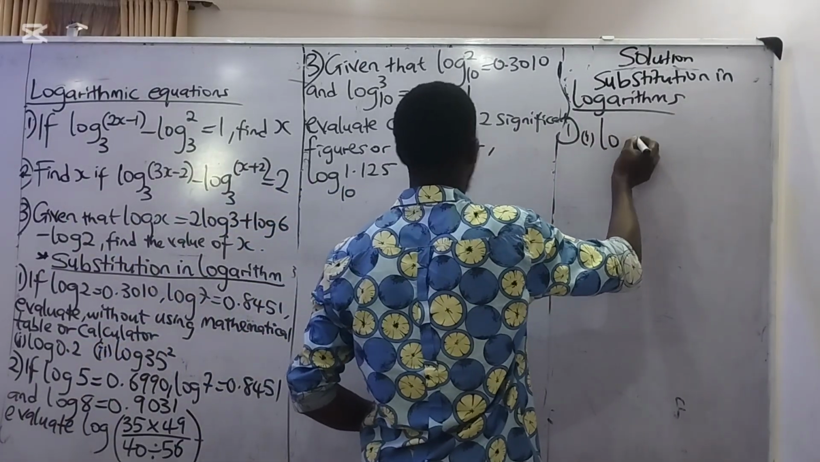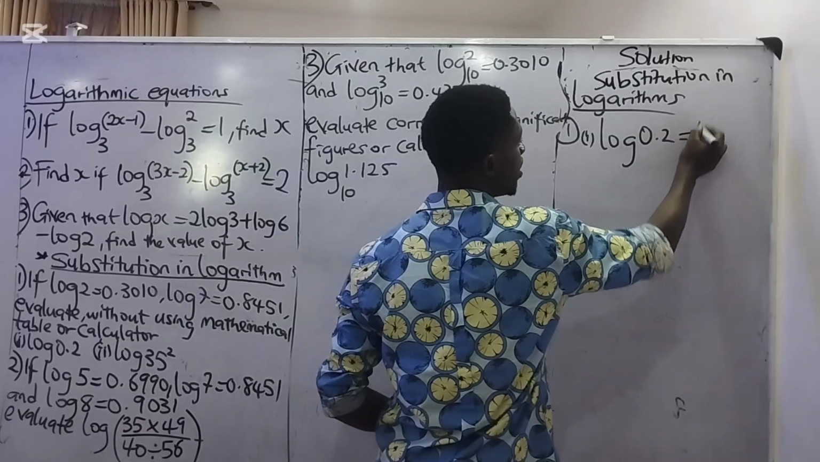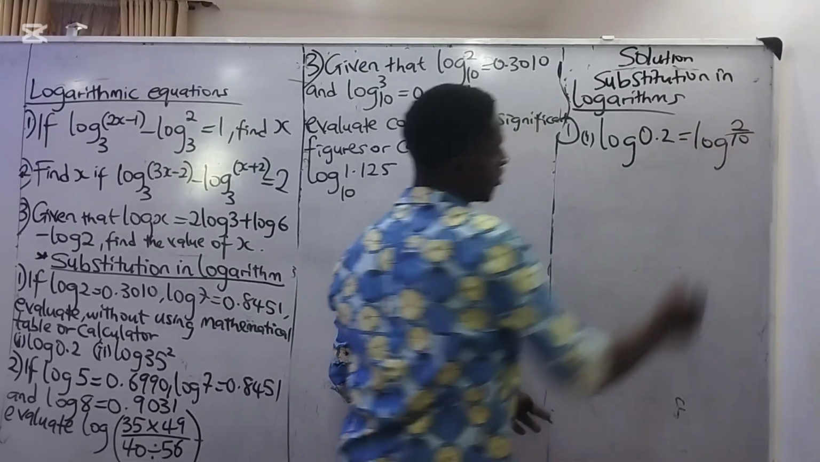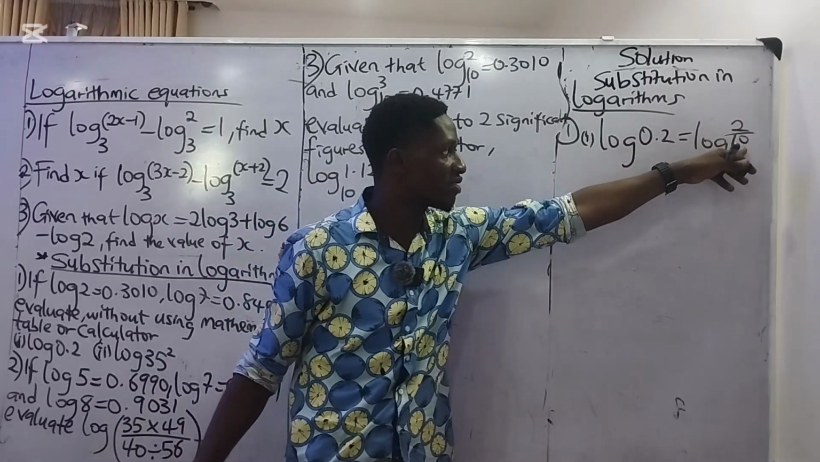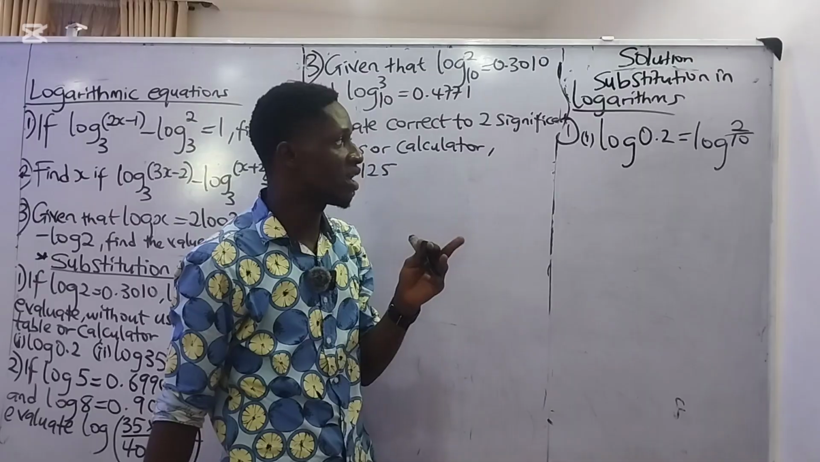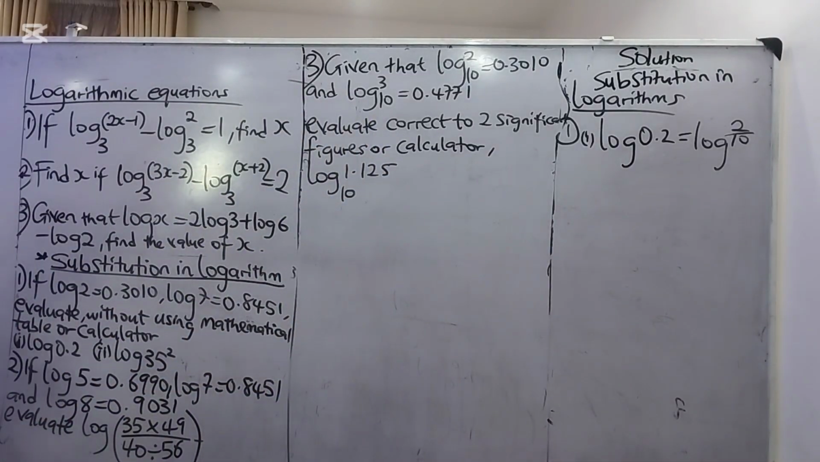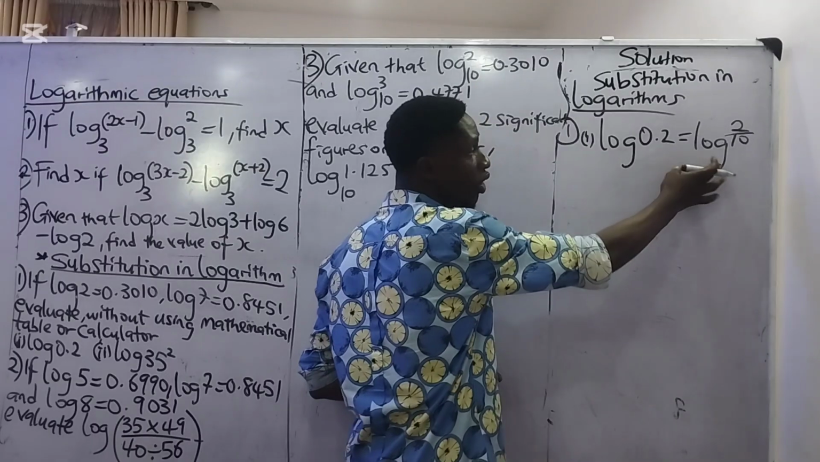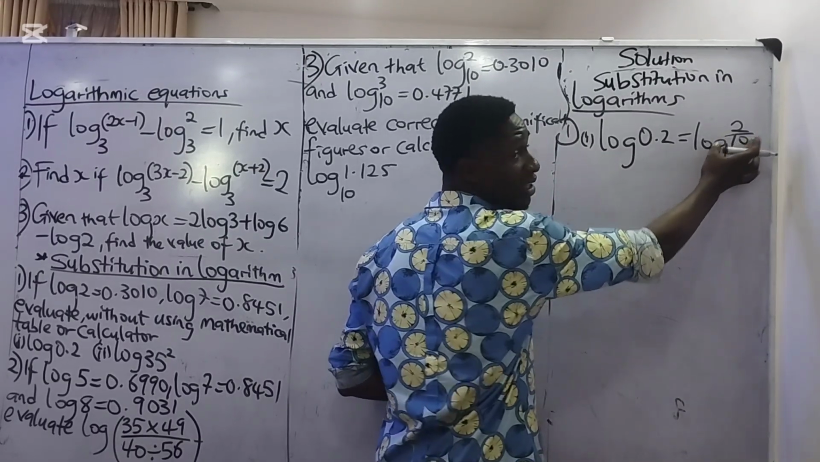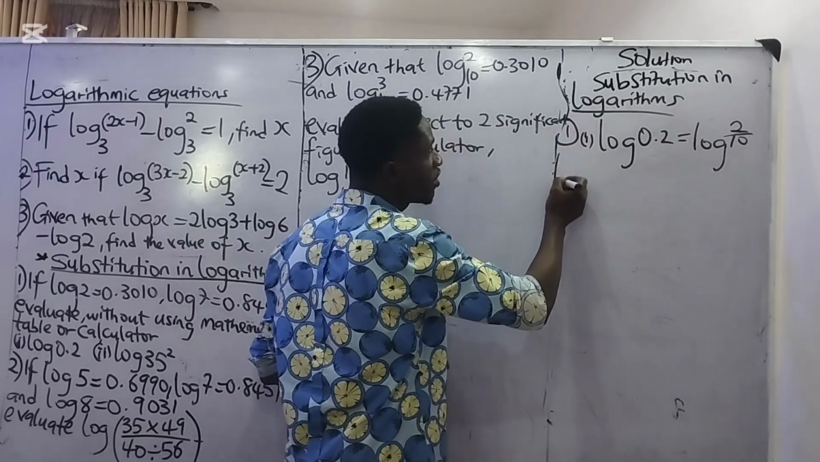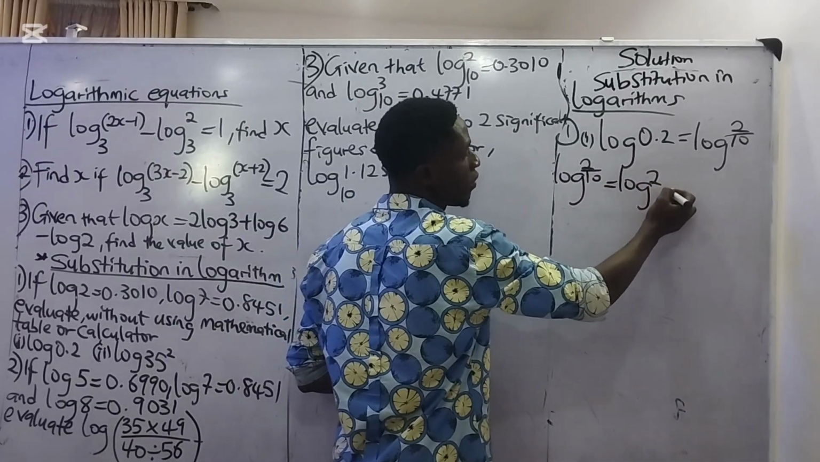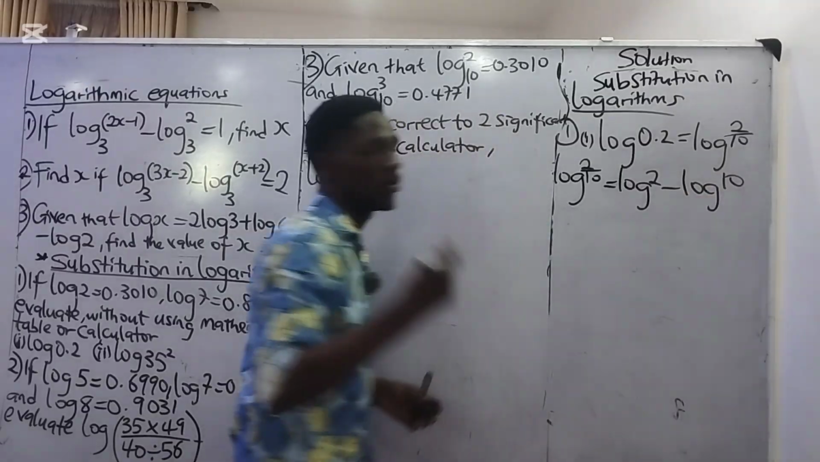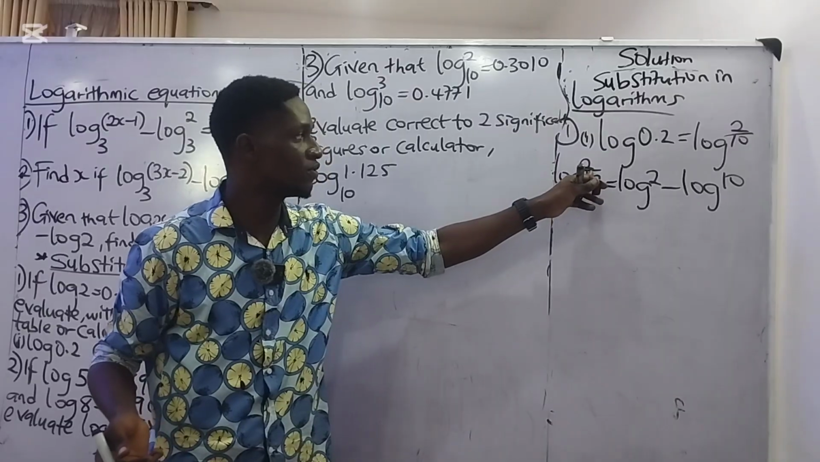So we have log 0.2, which is equivalent to log 2 over 10, because this is a decimal. For us to put it in fraction, this is 1, that is 2 over 10. Then reduce to its lowest term if you want. But be careful here. Let's go back to the instruction given to us. We have log 2, so I don't need to reduce. In our law of logarithm, when you are dividing, you are subtracting. So this log 2 over 10 is the same thing as log 2 minus log 10, because we have the division here.